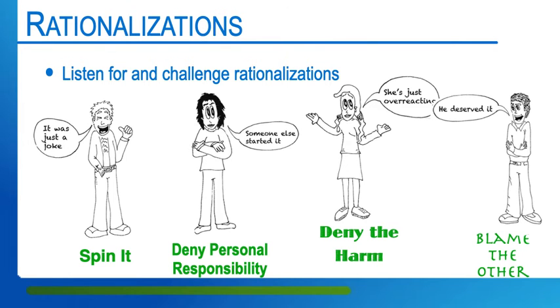Listen for these rationalizations and challenge them. Spin it. It was just a joke. Deny responsibility. Someone else started it. Or staff member will say, well, it wasn't my responsibility. Deny the harm. She was just overreacting. Blame the other. He deserved it.